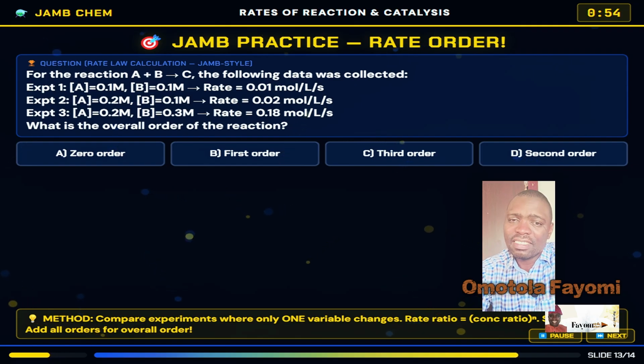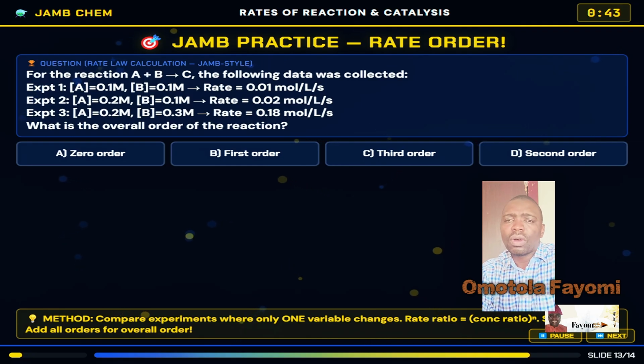Yes, the answer is C, third order overall. Here is the step-by-step reasoning. You need to compare experiment 1 and experiment 2, as B is the same in both, 0.1 molar, so concentration of B is not contributing to the difference. A doubles from 0.1 to 0.2 molar. The rate doubles from 0.01 to 0.02.